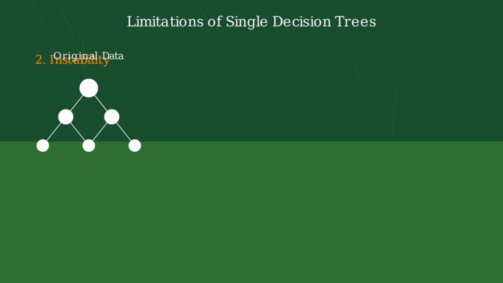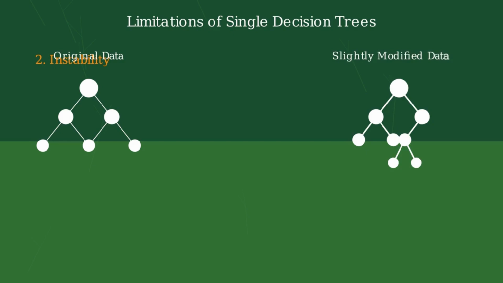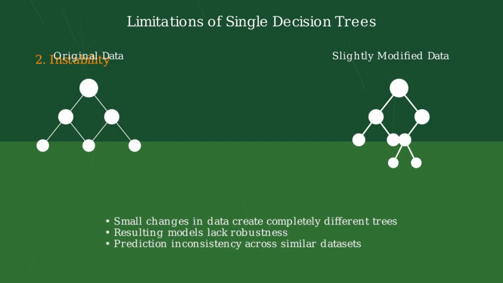The second limitation is instability. Decision trees are extremely sensitive to small changes in the training data. Even minor modifications to the dataset can result in completely different tree structures and decision rules.